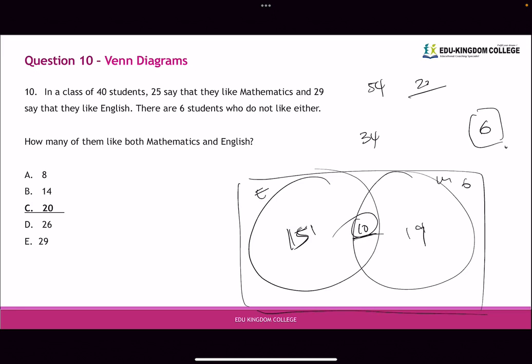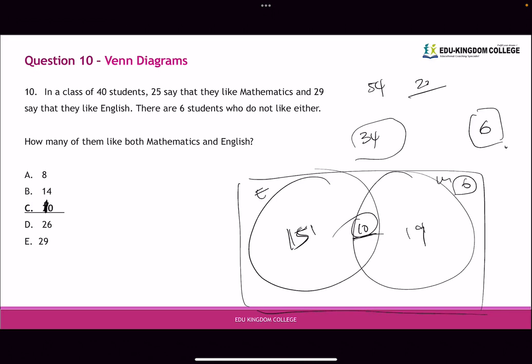Does that add up? No, it does not. Oh, yes, it does. Sorry, it should add up to 34. So it does add up. So we have 15, 19, and then 10 in the middle. That should say 10, I believe, not 20. And then we have 6 left over because there's a class of 40.